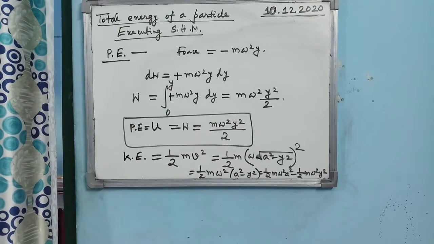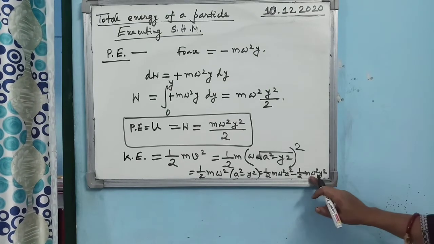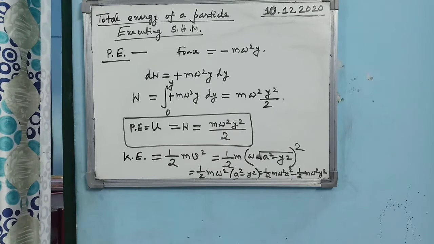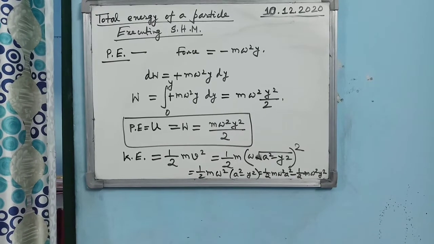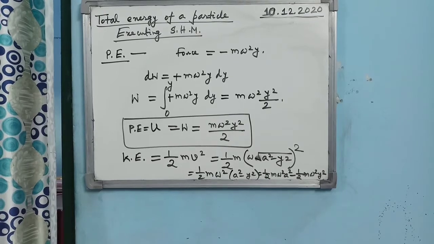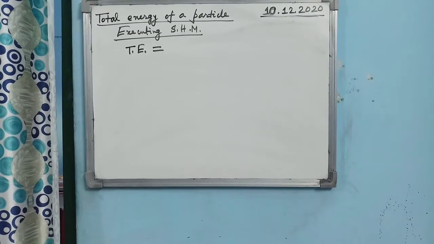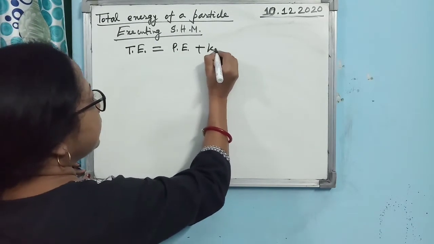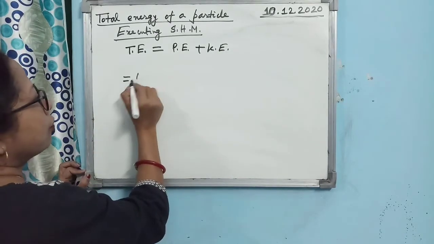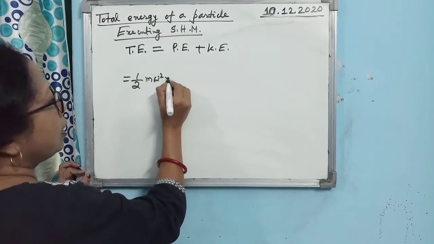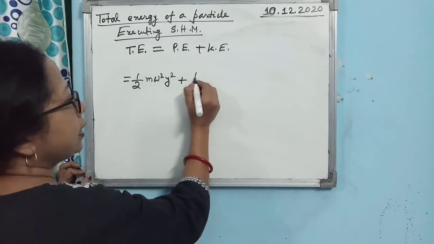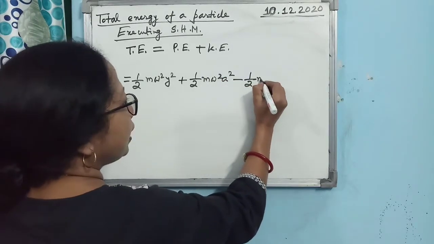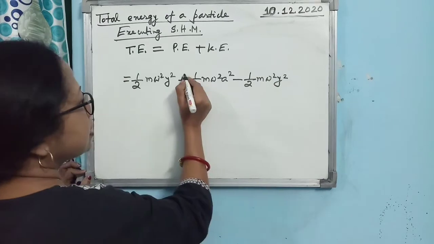It will be half m omega square a square minus half m omega square y square. This is the expression for the kinetic energy. Alright. So what will be the total energy of the particle executing SHM? Total energy is equal to potential energy plus kinetic energy. The potential energy we have got is half m omega square y square, and the kinetic energy is half m omega square a square minus half m omega square y square.